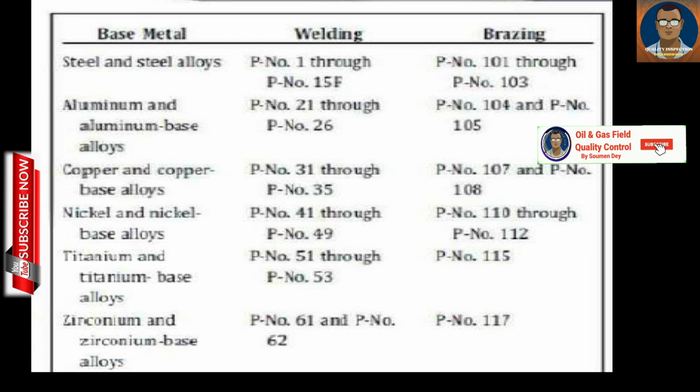Nickel and nickel base alloy for welding: P number 41 through P number 49. For brazing: P number 110 through P number 112. Titanium and titanium base alloys: P number 51 through P number 53, and the same for brazing is P number 115. Zirconium and zirconium based alloy: P number 61 and P number 62. For brazing it is P number 117.